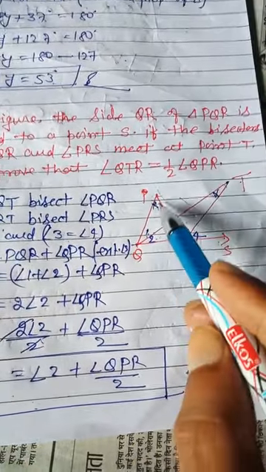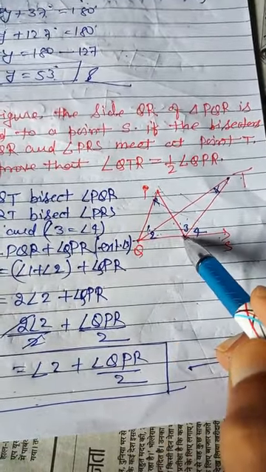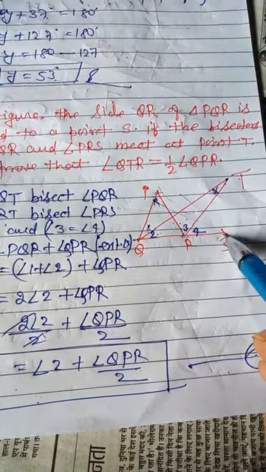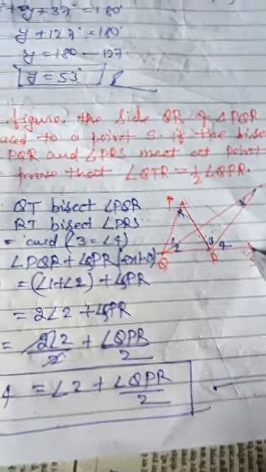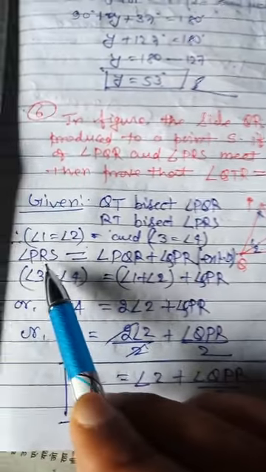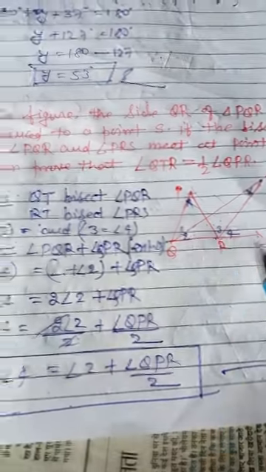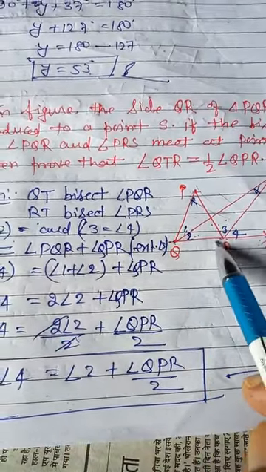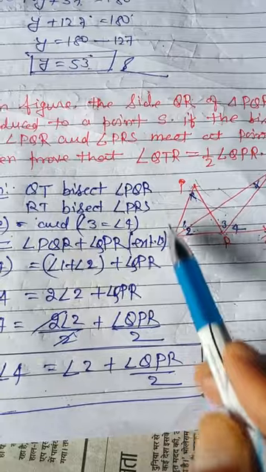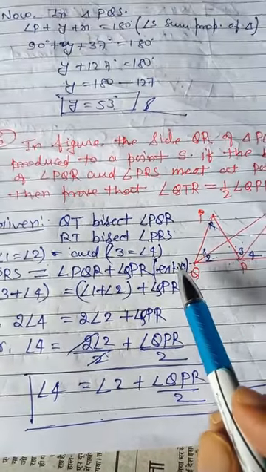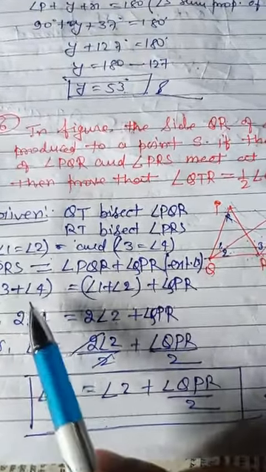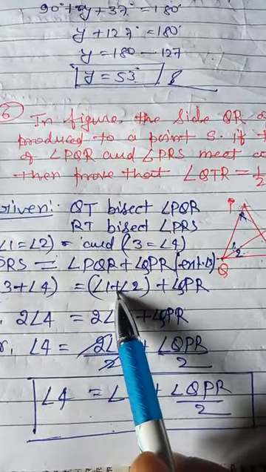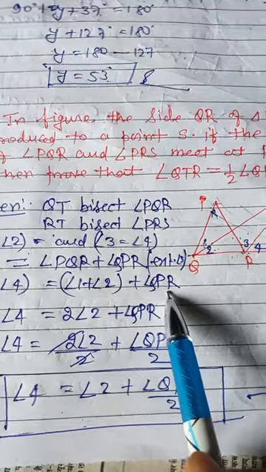Now in triangle PQR, PRS is an exterior angle. So we can write angle PRS equal to angle PQR plus angle QPR by exterior angle property. So we can write angle 3 plus angle 4 equal to angle 1 plus angle 2 plus angle QPR.